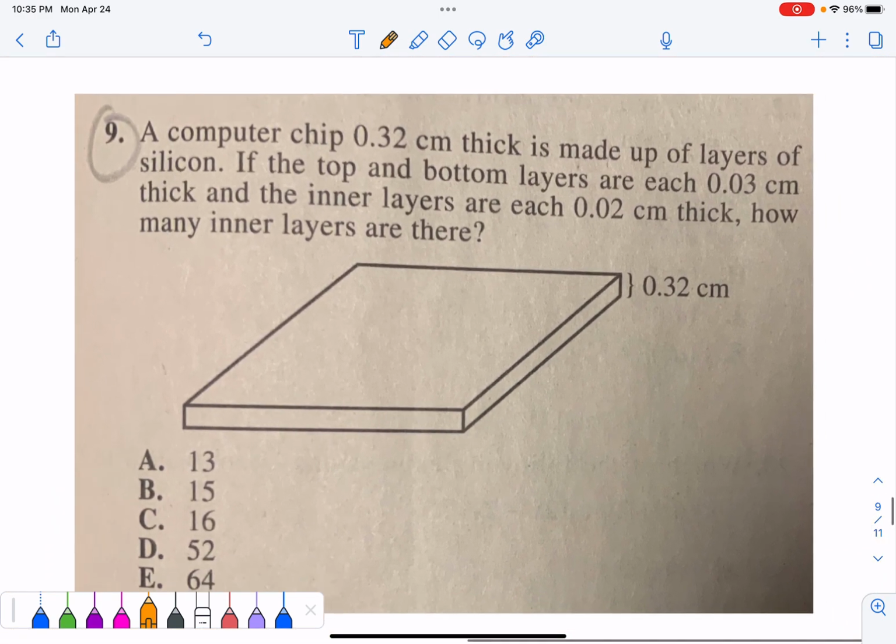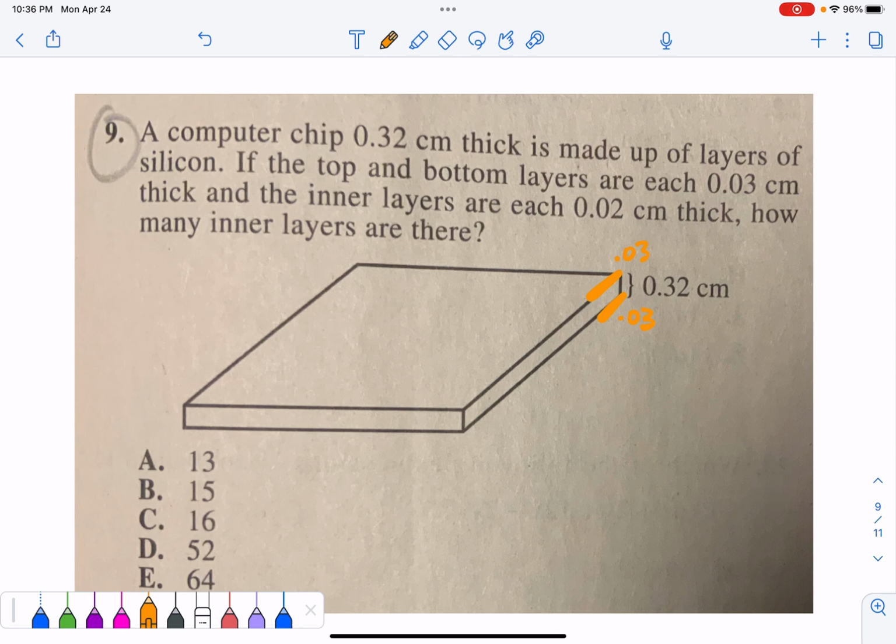A computer chip. This one kind of looks like a volume problem, but when I read back through it, I realized this is not actually a volume problem, but I'm going to leave it in there anyway. The computer chip is 0.32 centimeters thick and is made up of layers of silicone. If the top and bottom layers are each 0.03 centimeters, so I have one layer on the top and one layer on the bottom, that is 0.03 and 0.03.